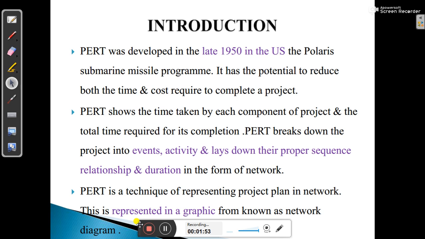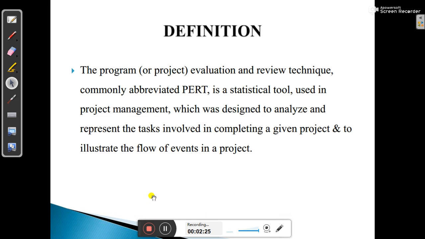So basically Pert is a network diagram which creates a network among the events, activities and also lays down their proper sequence of the activities or also events and also durations for each one of them to create that network. Pert is a technique of representing project plan in a network diagram. This is represented in a graphic form known as network diagram.